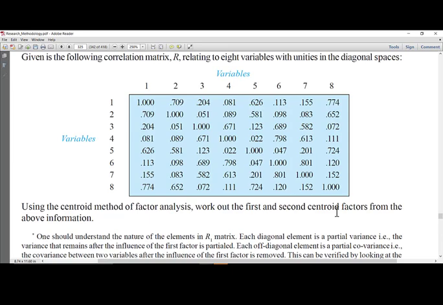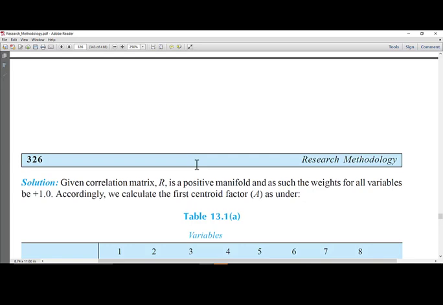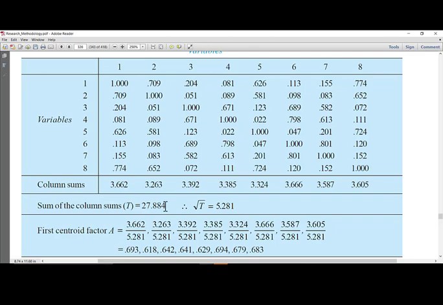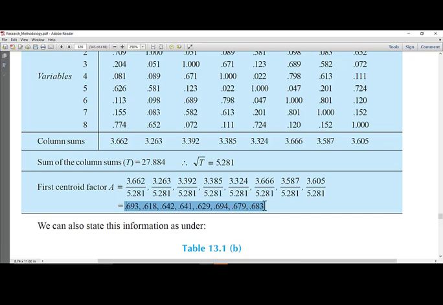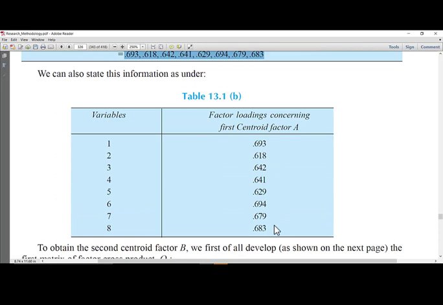Here is our correlation matrix. Then we have made the column sums, and the sum of the column sums, then the square root of that sum. Each column sum is divided by the square root of T, and this is our first centroid factor corresponding to these 8 variables. Actually, these are showing the relationship of the variables with the first centroid factor that is shown here.